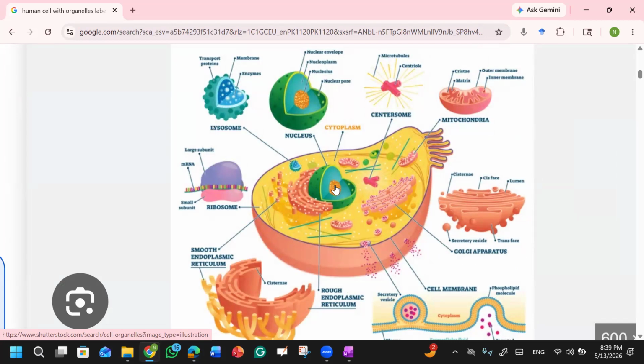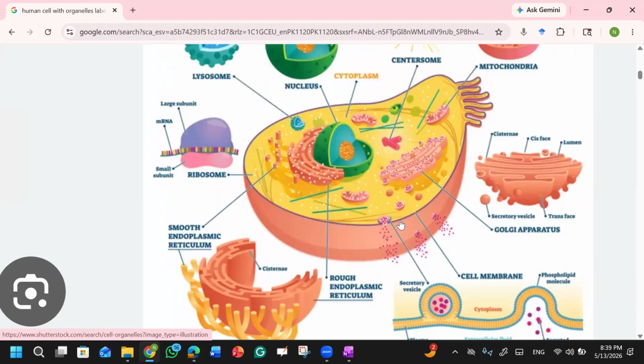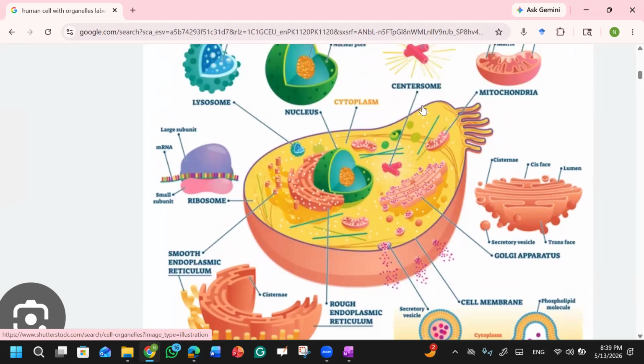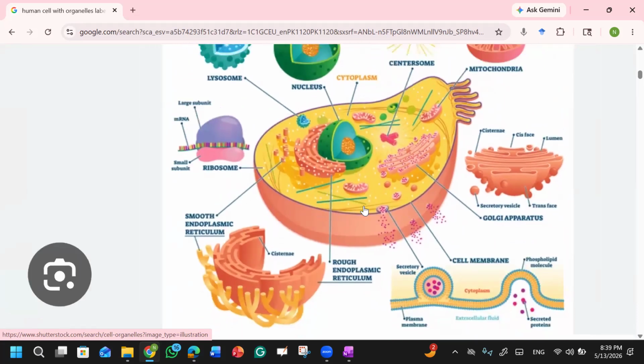Just don't memorize these things. I'm just telling you a general idea of a cell. What is a cell? Then there are some different organelles as well, like this one. What is this? This is rough endoplasmic reticulum. On this side, the yellow one, this is smooth endoplasmic reticulum, right? There are centrosomes. There is mitochondria. There are ribosomes. There is lysosome. Okay, these are different organelles within the cell.